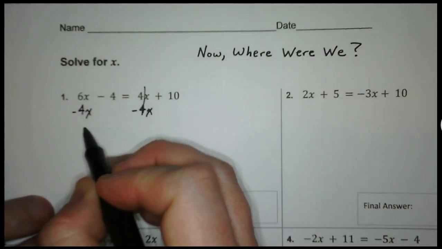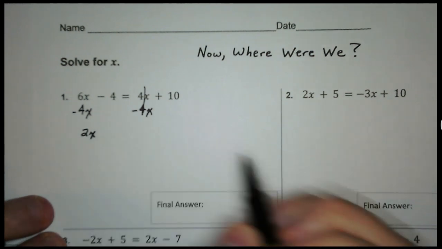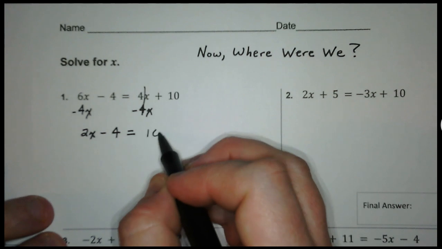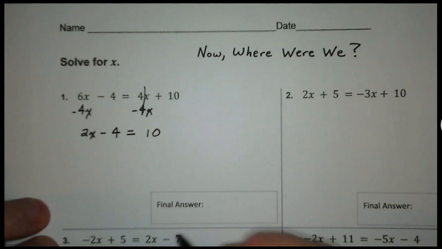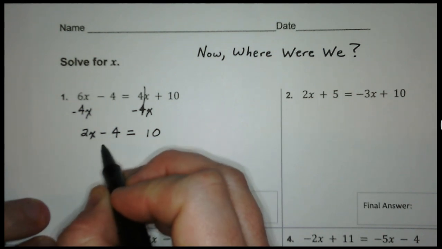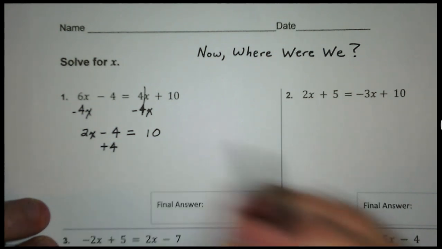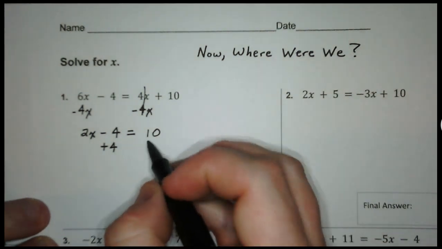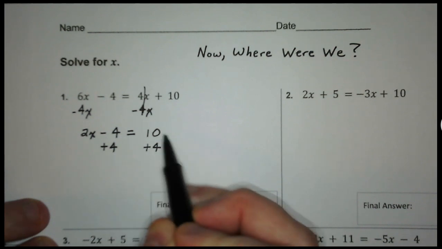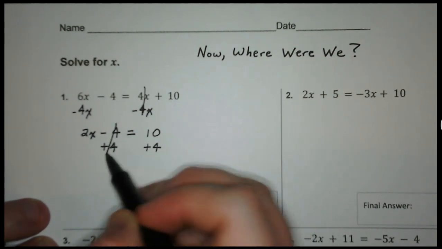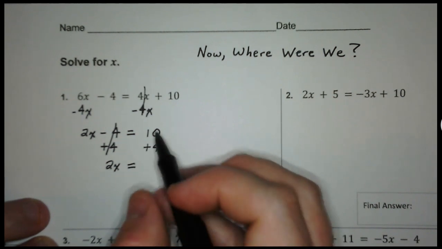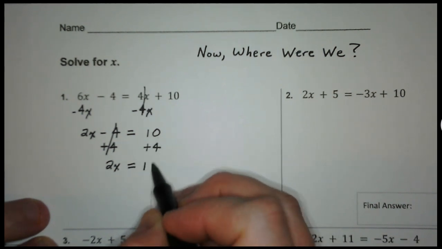Now over here, 6x minus 4x is 2x. And we still have that minus 4 on the left side. And now the right side is just the positive 10. Now we can get this x all by itself by canceling out that minus 4, and we do that by adding 4. So we add 4 to both sides of the equal sign. And over here, 10 plus 4 is 14.